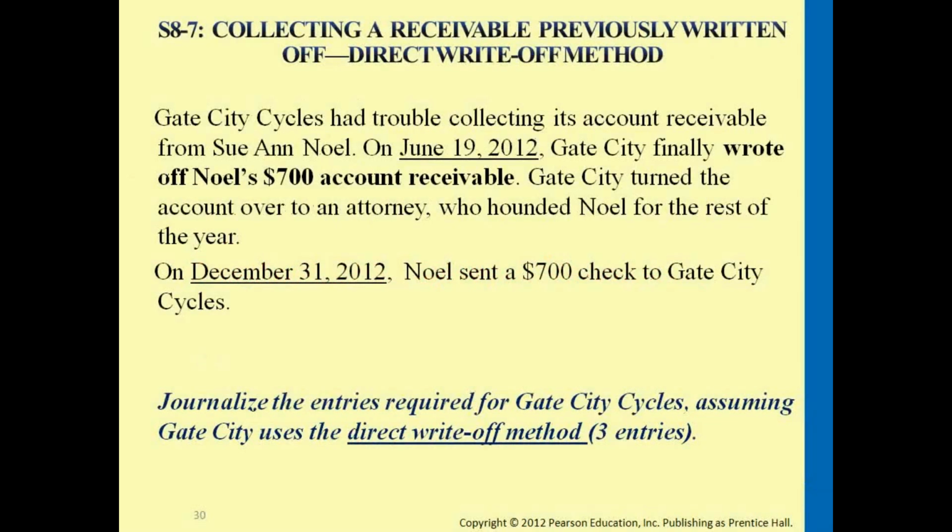Okay, let's apply this to a problem here. The exercise problem tells you that Gate City Cycles had trouble collecting part of their accounts receivable, and this customer owes us $700. After the account is past due several attempts, the company decides to write off this customer's account, so they write this off June 19th, 2012. And it tells you that at year end, this customer sends us back the check, $700. So meaning that later on we also need to recover the previously written off entry. So try to journalize them now, 3 entries. One on writing it off, one on recovering, and cash collection. Okay, I'll go over this in 2 minutes.